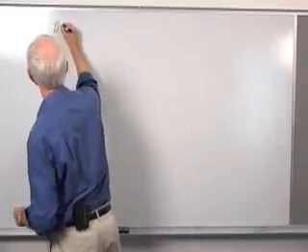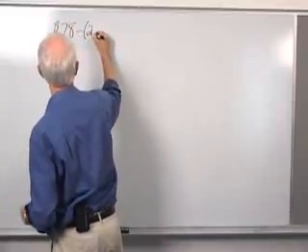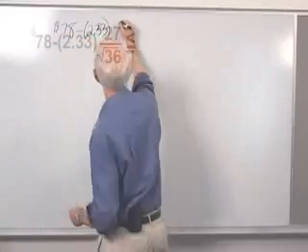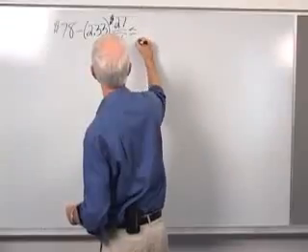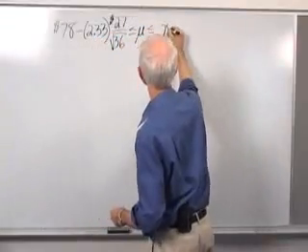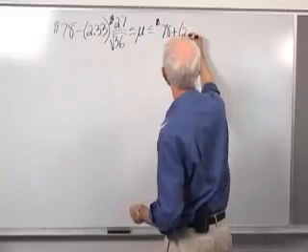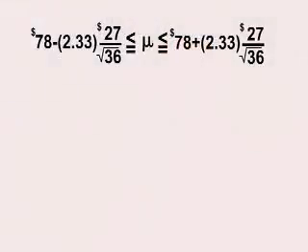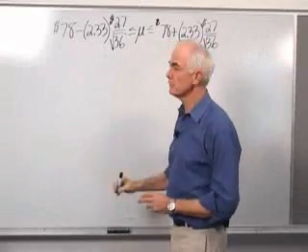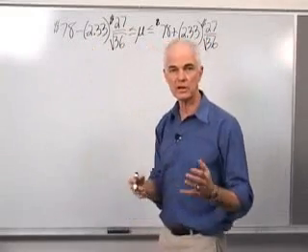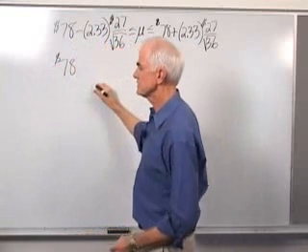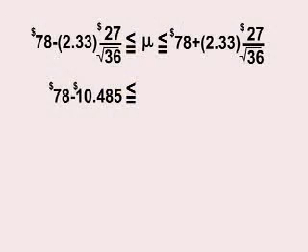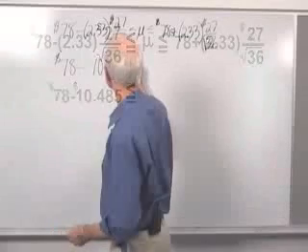Let's put our information together into the confidence interval formula and see what the result is. We have $78 minus the new z-value times the population standard deviation, 27 over the square root of 36, is less than or equal to mu is less than or equal to $78 plus 2.33 times $27 over the square root of 36. When we compute this part, which we now call error, we get a different value than we got before, and that particular value is 10.485.